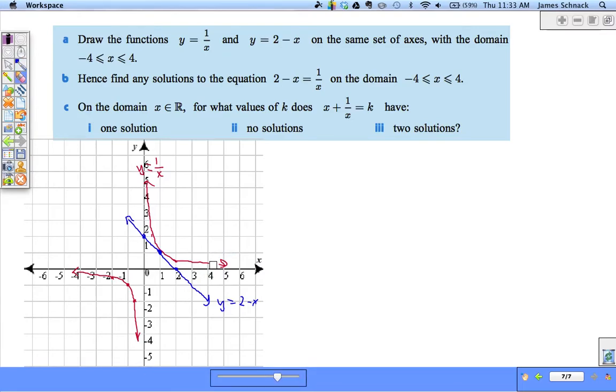And because it says our domain is -4 to 4, our graph will stop at -4 and +4. We don't have to graph anything further than that. So, hence, find any solutions to this equation where they're equal. Oh, well, we can look at the graph and actually see that the solution is x equals 1. It's the intersection point.